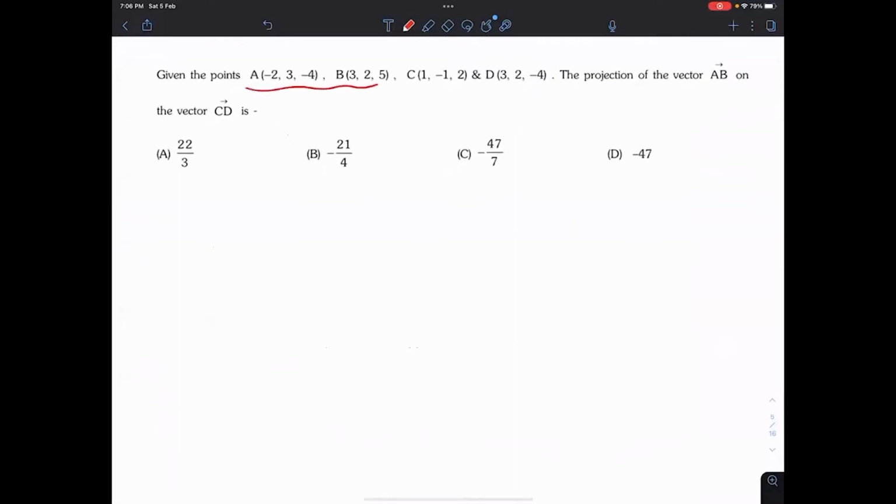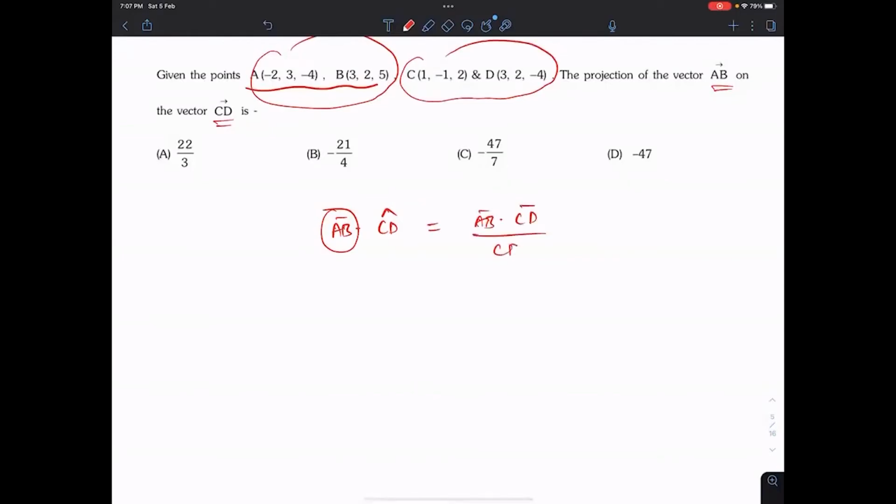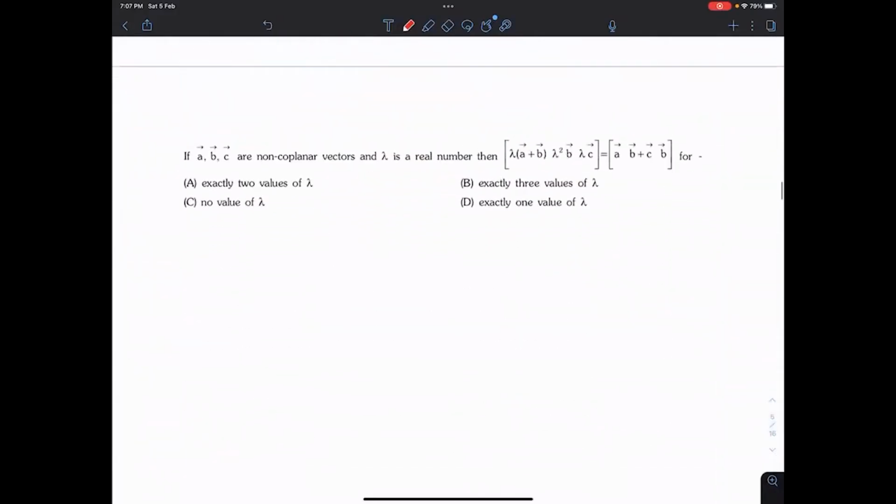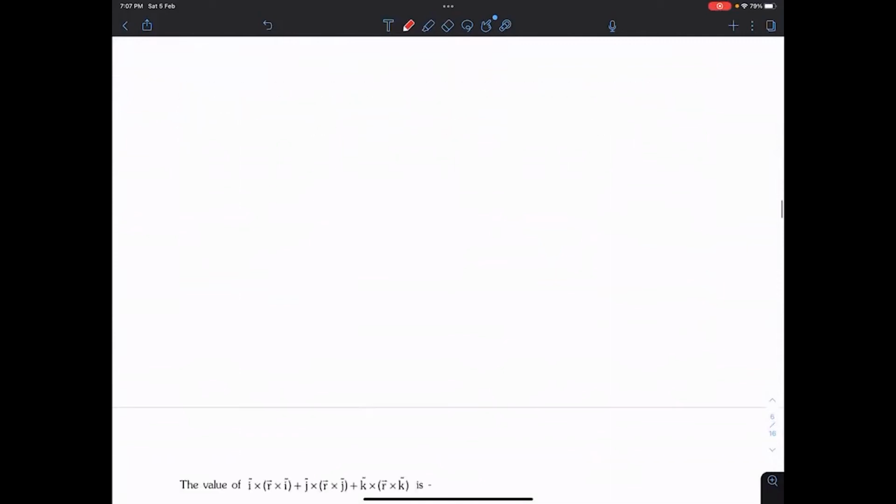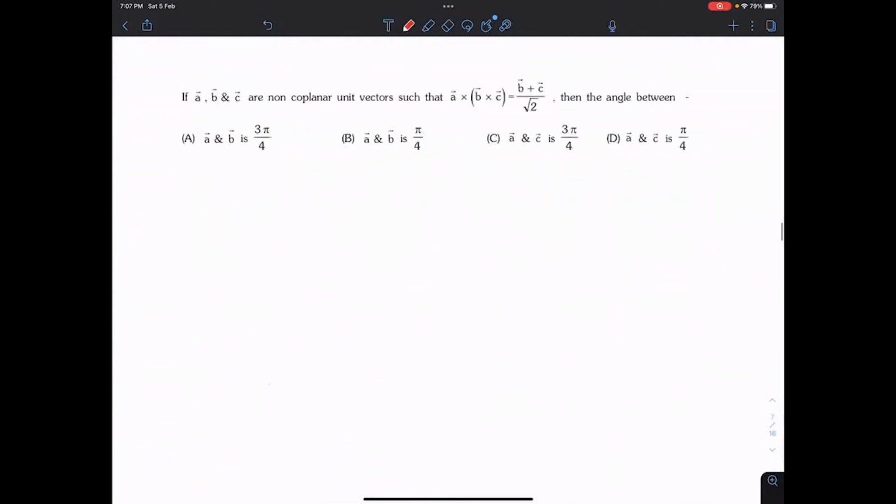Projection of AB on CD. What is it here? Simply AB bar dot CD cap. That's all. You can write what AB bar is. You know what CD bar is. So CD cap is nothing but CD bar by the length CD. Do that, you will get the answer. Some more questions on projection are there, one or two. I just want to show it first.